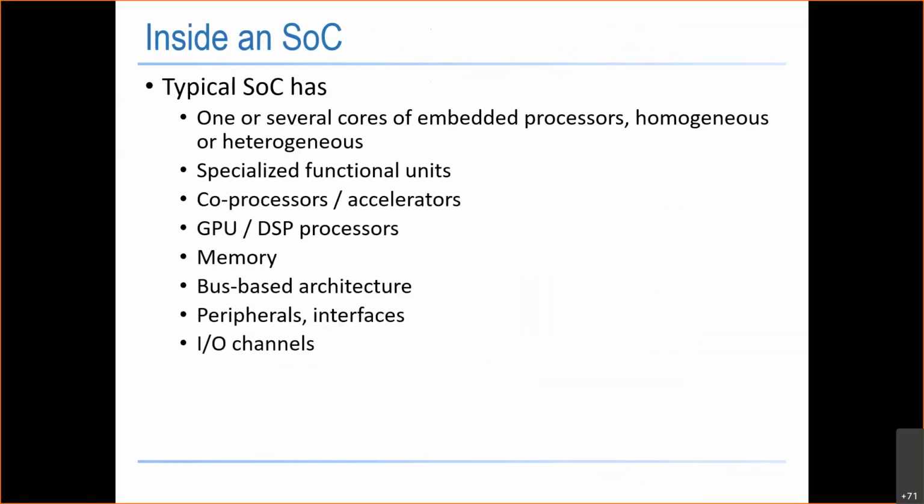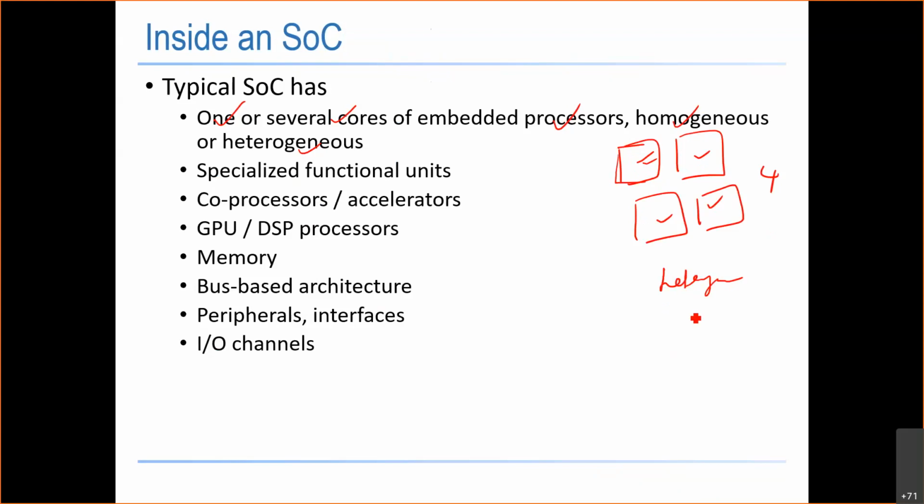Okay. So what do you find inside a typical SoC? What you'll find is one or many cores of processors. They could be homogeneous or heterogeneous. Homogeneous means that the processors are the same. So for example, in my laptop, I have 4 processors. They are the same processor inside the laptop, so same capabilities, same clock rate, and so on. Or maybe you may have something heterogeneous.